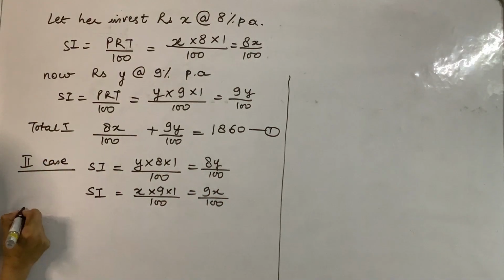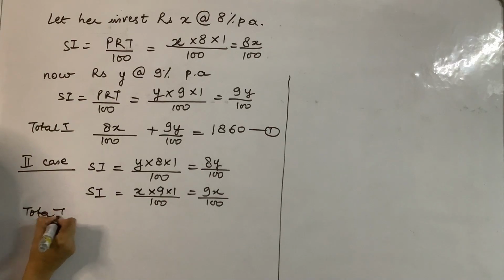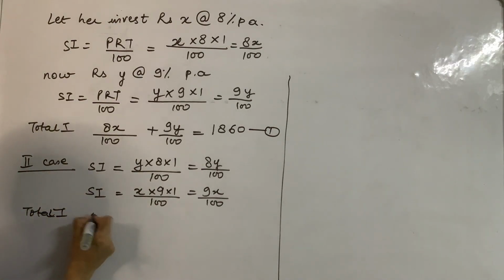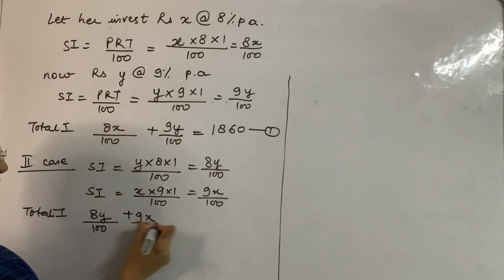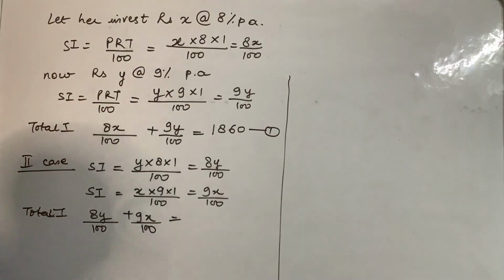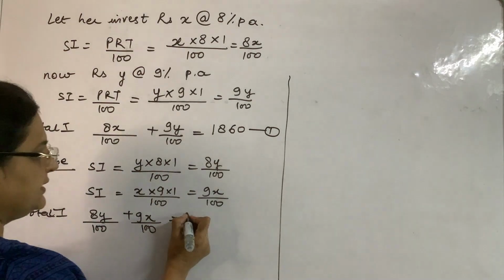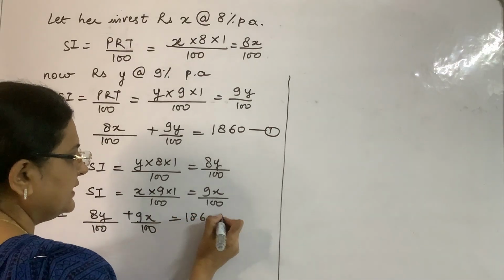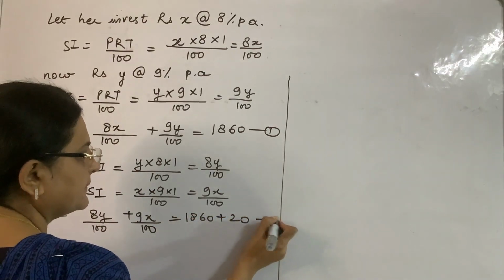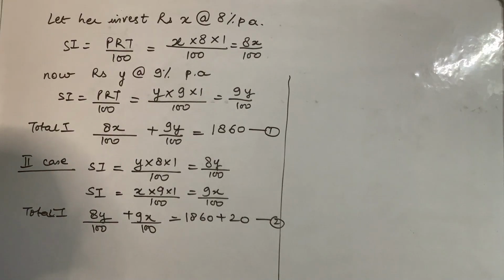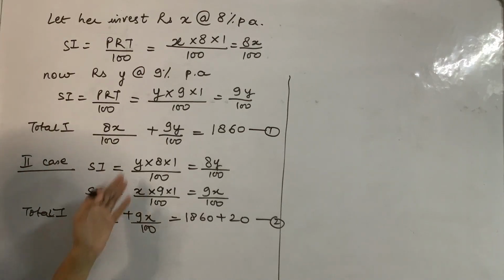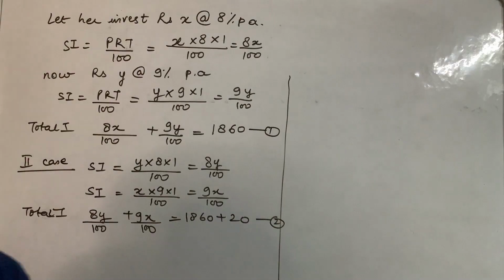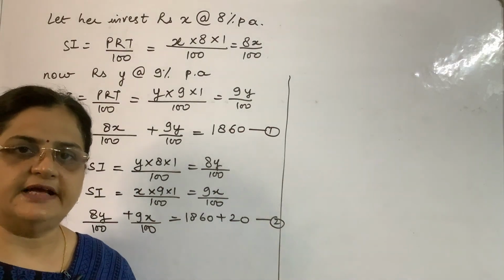Now add both of them. So total interest will be 8y upon 100 plus 9x upon 100. And this is how much? 20 more than the previous. 20 more than the previous means 1860 plus 20. This is the second equation. Now we will very quickly solve both these equations and see what values of x and y we get.